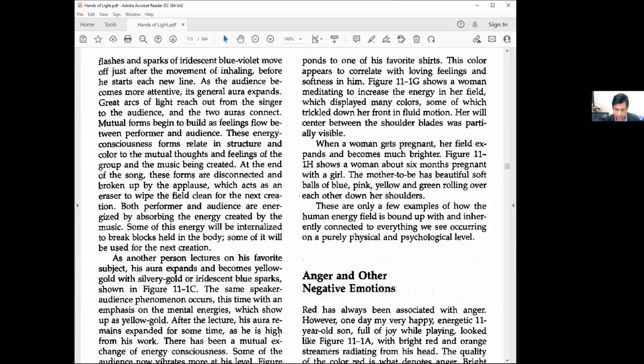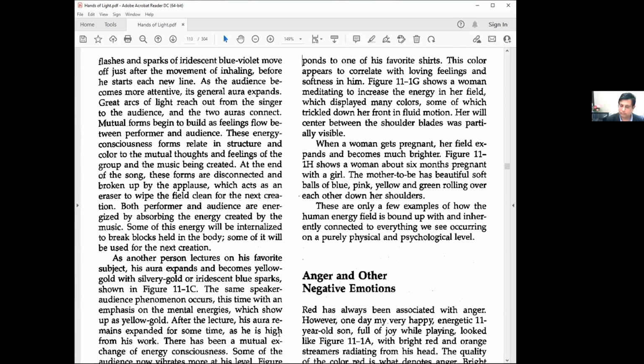Figure 11.1g shows a woman meditating to increase the energy in her field, which displayed many colors, some of which trickled down her front in fluid motion. Her will center between the shoulder blades was partially visible. When a woman gets pregnant, her field expands and becomes much brighter. Figure 11.1h shows a woman about 6 months pregnant with a girl. The mother-to-be has beautiful soft balls of blue, pink, yellow, and green rolling over each other down her shoulders.